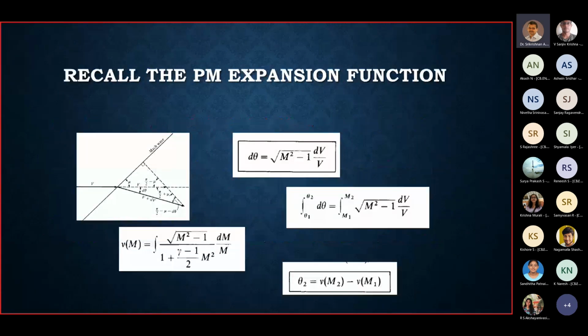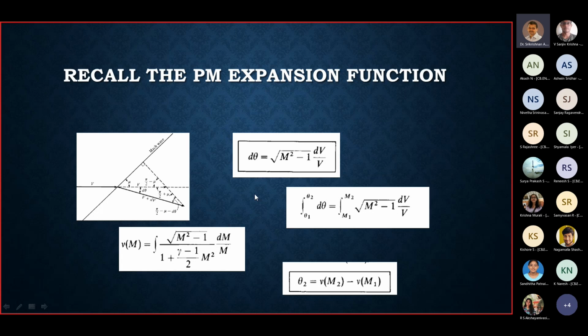Okay, now we are just going to say this relation: d theta is equal to square root of M squared minus 1 into dV by V, the same function. Now, we have seen this function earlier in Prandtl-Meyer expansion. Recall, the flow expands over a corner along which a series of fans, a series of Mach lines, indicate, actually, collection of the lines is a fan.